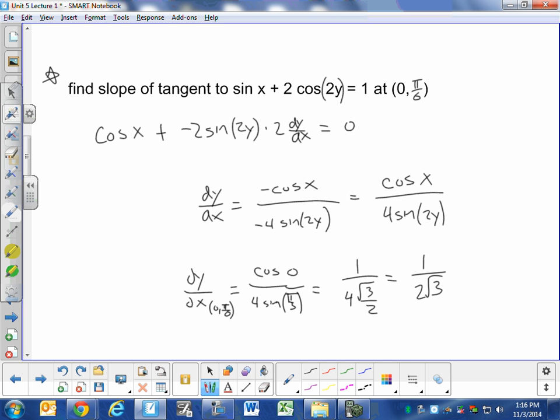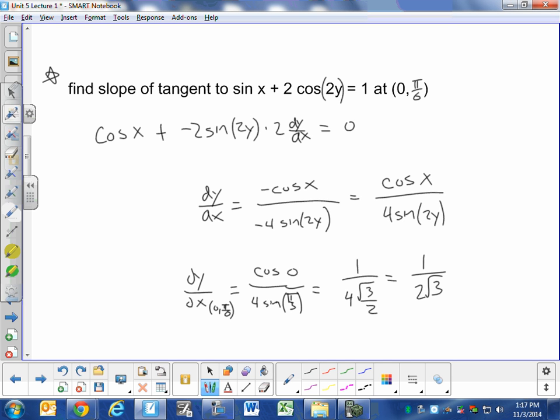Derivative of sine is cosine. Derivative of 2 cosine 2y would have been, derivative of cosine is negative sine. So negative 2 sine, leave the inside, times the derivative of the inside. The derivative of 2y is 2 dy/dx, equals 0. Subtract the cosine, then divide by the negative 4 sine 2y.